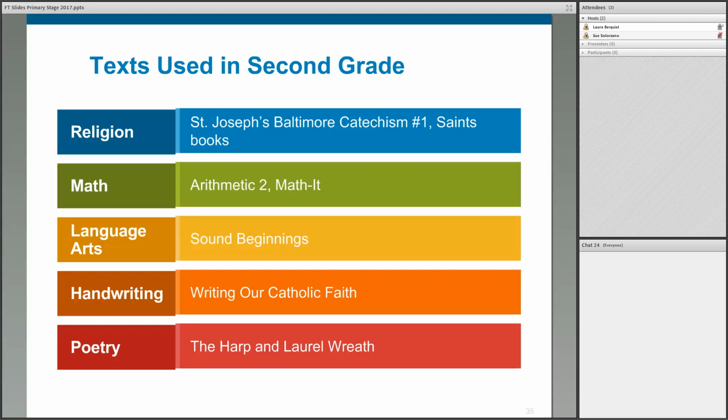Religion: the Baltimore Catechism #1 is like a step up from the Baltimore Catechism, First Communion Catechism, so that some of the questions are the same, but the answers are a little more explicit. It's just so well suited to the children. They can really achieve mastery of this. I've talked about Saints books and why and how already.